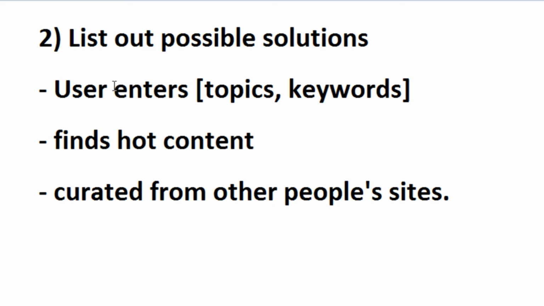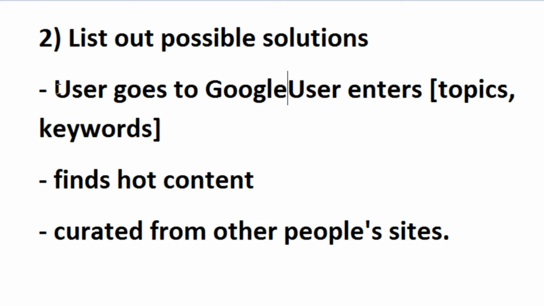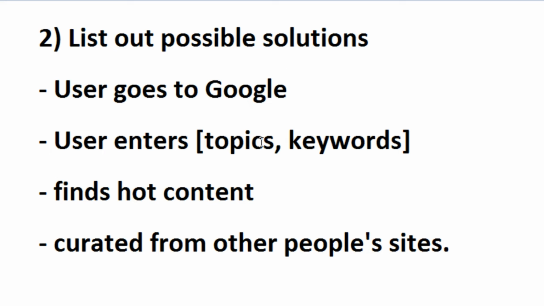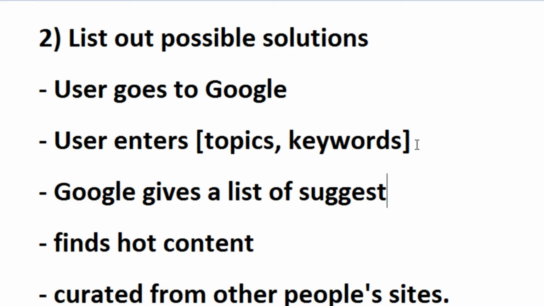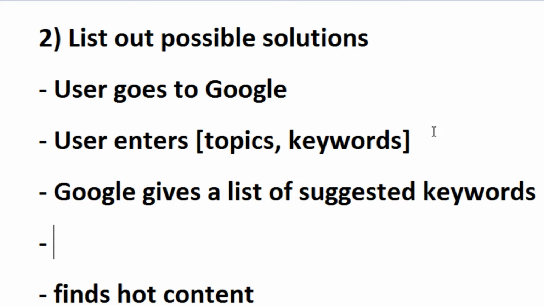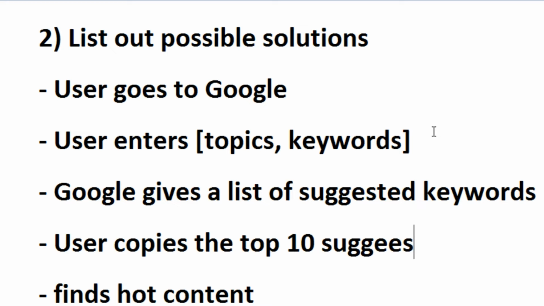Okay, so user enters topics and keywords. Let's say user goes to Google. And I'm going to rewrite this in a minute, but let's just make it simple. User goes to Google. User enters topics and keywords. Google gives a list of suggested keywords. And the normal process is that the user copies the top 10 suggested keywords.